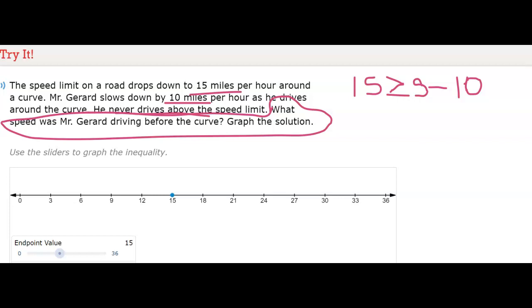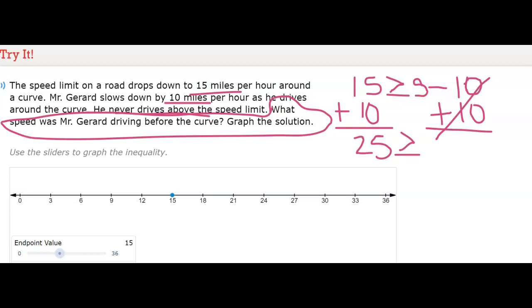And so we are going to add 10 on both sides of our inequality. And this will cancel out here. And then we have 25 here is greater than or equal to his speed. So Mr. Gerard's speed was 25 miles per hour or less before he hit the curve. Now it asks us to graph this on the number line.